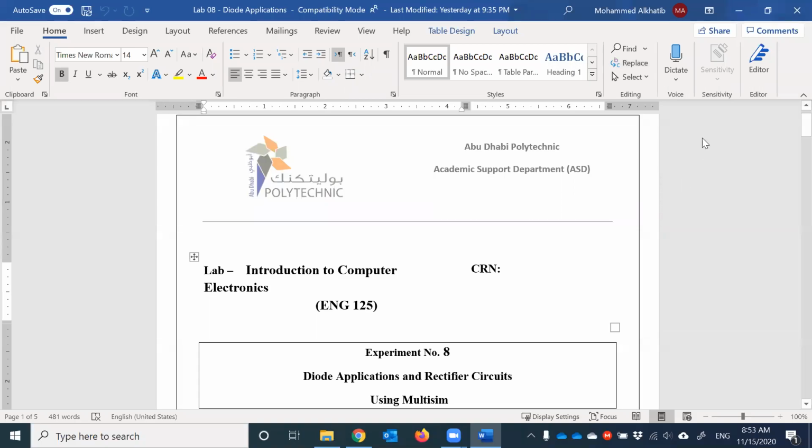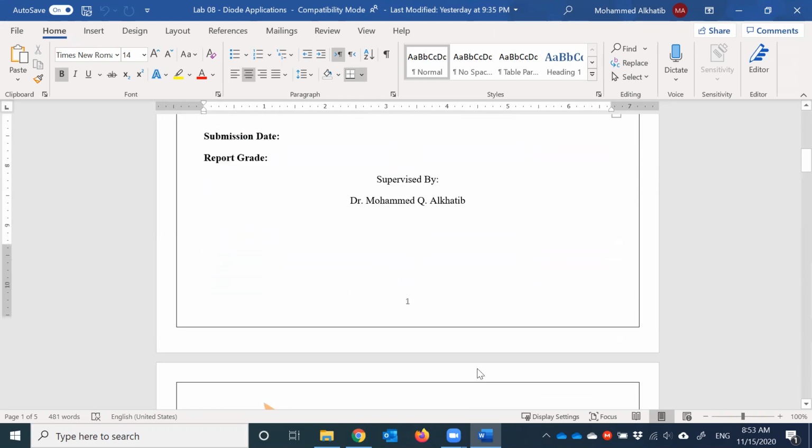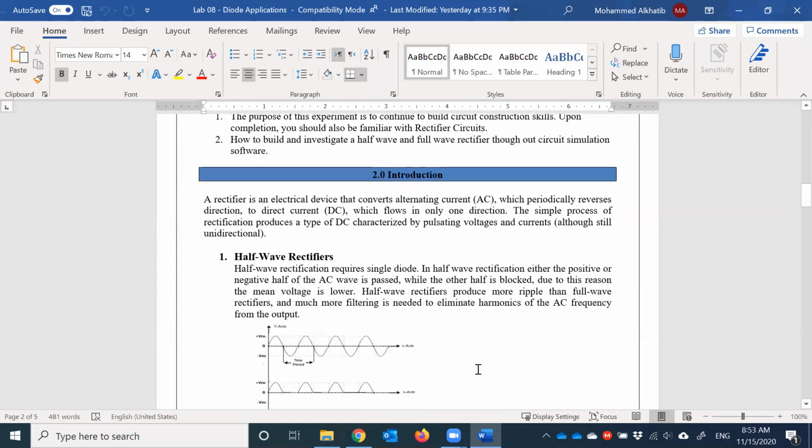Hello everyone. Today we're going to talk about lab number 8, which is diode applications and rectifier circuits. As we know, a rectifier circuit is the basic building block to convert an AC signal that comes from the power outlets in the wall into a DC signal that, let's say, the device can use. So we'll start with a little bit of an introduction.